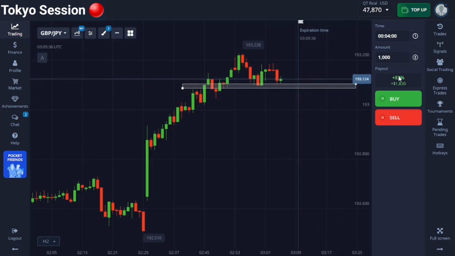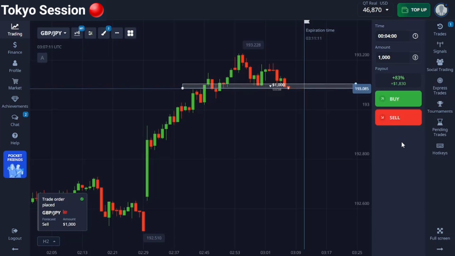The payout is looking pretty decent right now. It's 83%. So let's see what happens. We had to wait more than an hour for this, so this better be worth it. And there's that support break we were looking for, so I'll happily lock in a sell here.